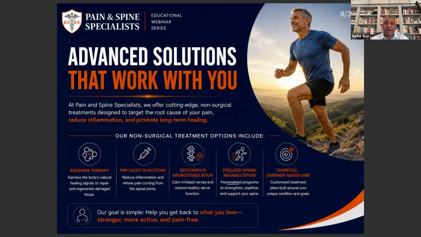Short of having a traumatic accident or a fall, we would say that most people's chronic pain comes from ongoing degenerative changes over time. So it could be the facet joints are becoming very arthritic. Your discs are starting to thin out.